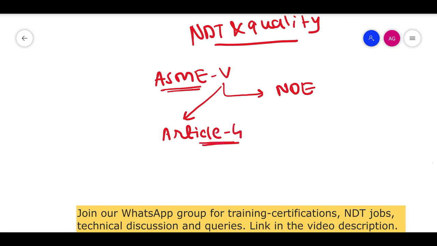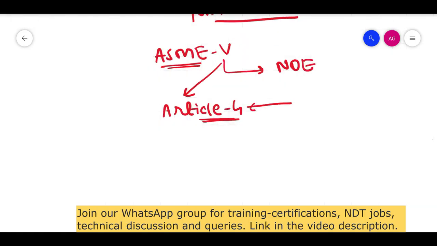Article 4 is weld examination by UT. This Article 4 is related to welding UT. After that, Article 5 is also related to UT, but that one is for base material. That means if you want to do UT of base metal, then you can use Article 5.